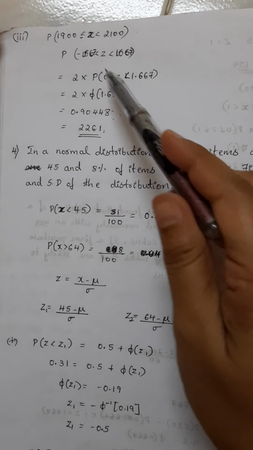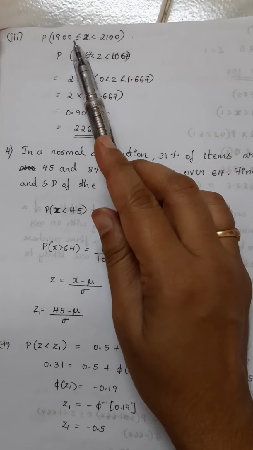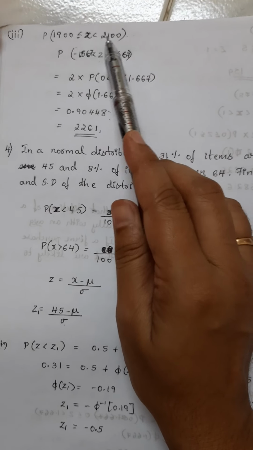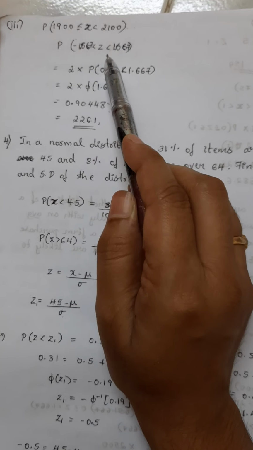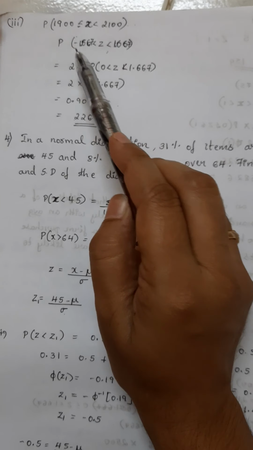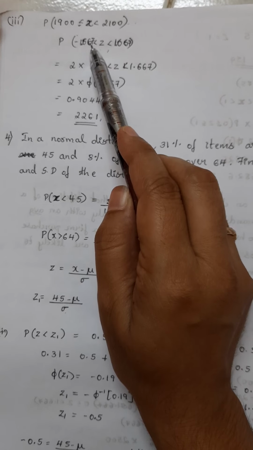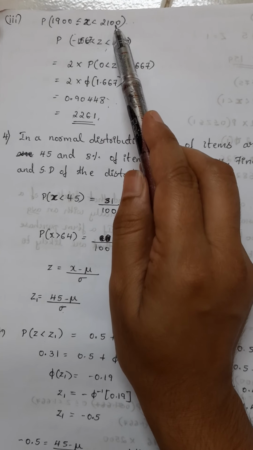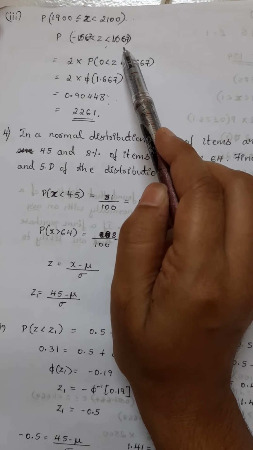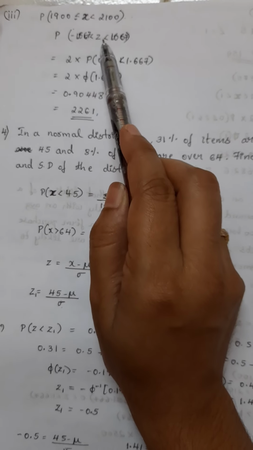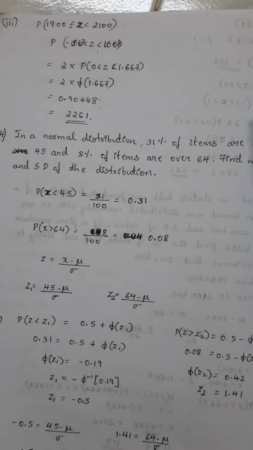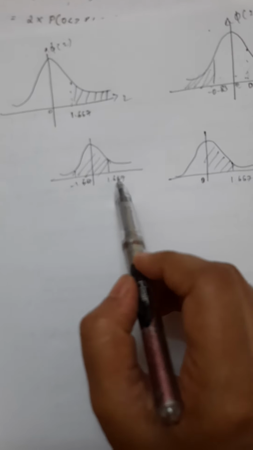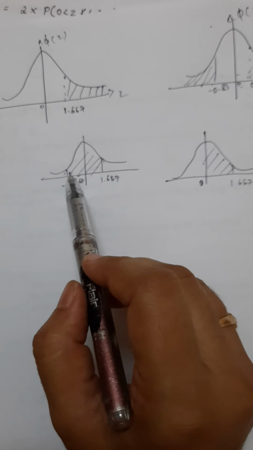And the last case is P of x lies between 1900 to 2100 hours. Again this normal variate should be converted into standard normal variate. When x is 1900, my z value is minus 1.667. When x is 2100, z value is plus 1.667. I should calculate P of z lies between minus 1.667 to plus 1.667. So, between minus 1.667 to plus 1.667, I should calculate this area.